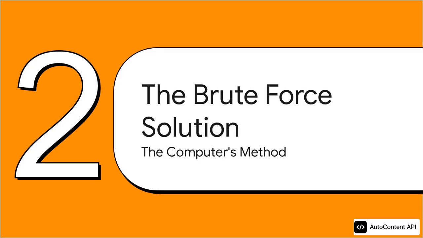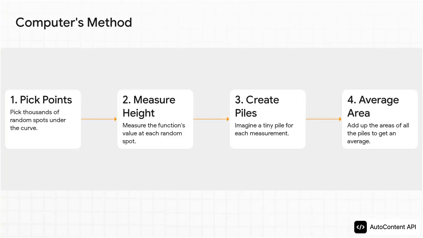This is the computer's brute force method. And this approach, it couldn't care less about being elegant or clever. Nope. This is all about raw, simple, number-crunching power. The way the computer does it is so simple, it's almost funny. Instead of doing all that fancy math, it picks thousands of random spots, measures how high the curve is right there, and then just averages everything out. It's kind of like trying to figure out how deep a lake is by just poking a stick in it a few thousand times in random places.